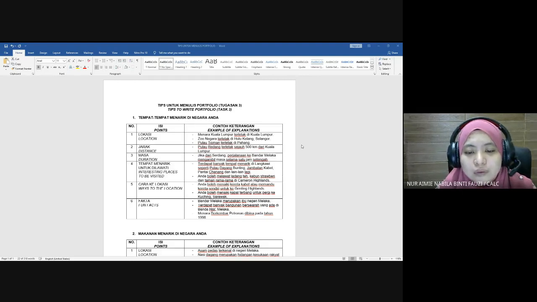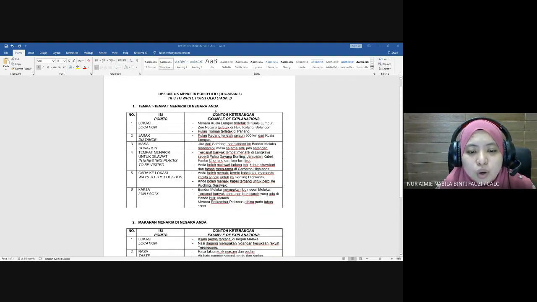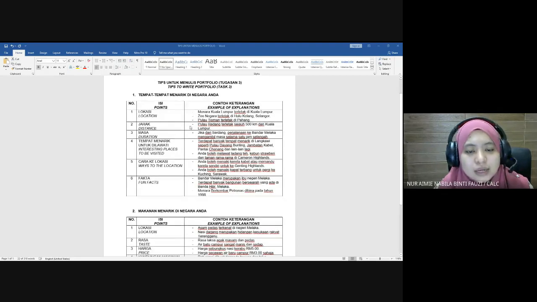Let's say if you choose tempat-tempat menarik in your country, this is my suggestion where you can use about location. The points that you can share with me are location, distance, duration, interesting places to be visited, ways to the location, and also some fun facts that you want to share with me. This is the example that I have derived from our notes. You can just use whatever things that you have here. It's just that you change the name.